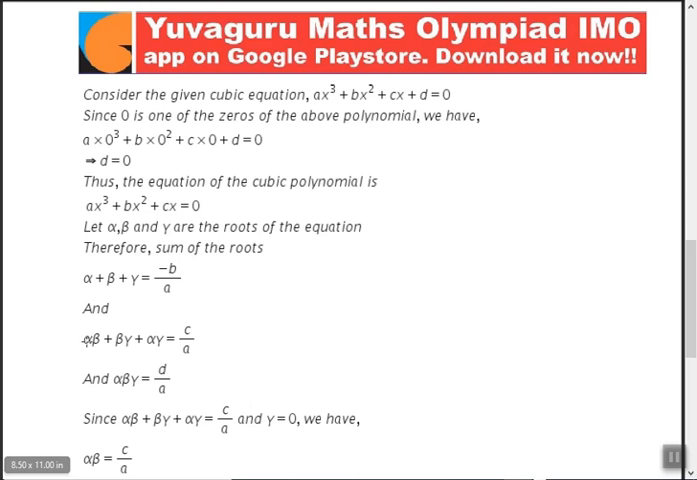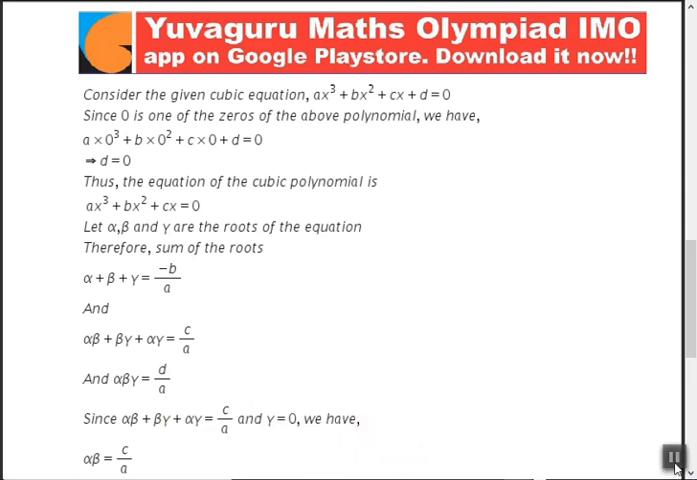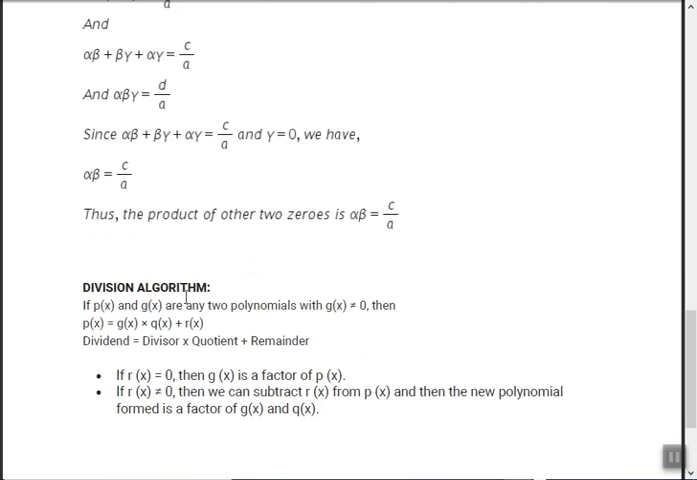And this is different. Alpha beta plus beta gamma plus alpha gamma equals c upon a. This you must remember. And alpha beta gamma multiplication equals d upon a. Remember only this. The lower part, don't remember it or don't even watch it. This part is of no use to you. Forget this.